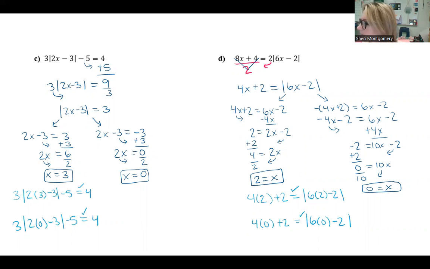Okay, I think we're going to stop there. And what I want you guys to do is, I think the front side of your homework is solving, right? The back side has the inequalities. I'm expecting that you finish that front side before you leave today.